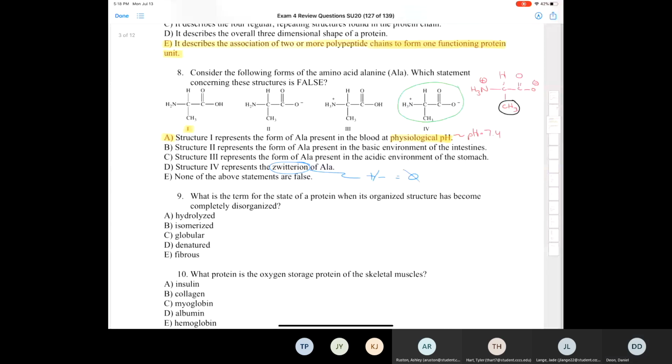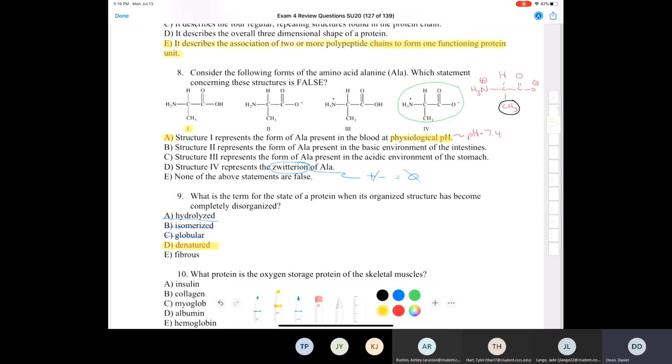Number 9 says, what is the term for the state of a protein when its organized structure has become completely disorganized? I would say that this is just a memorization question, and you should know that the answer is not hydrolyzed. Okay, it's not hydrolyzed, it's not isomerized, it's not globular. The answer is a protein becomes denatured. Say, for example, when you take an egg, the main protein that's found in egg is albumin, and when you heat that egg up, the heat actually breaks the interactions between the proteins and causes them to coagulate, and this is what we call denaturation, or we say the protein has been denatured.